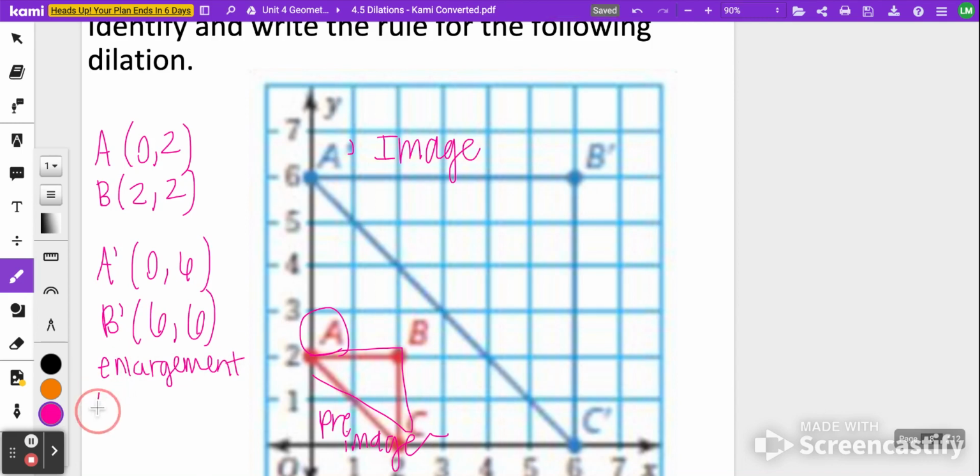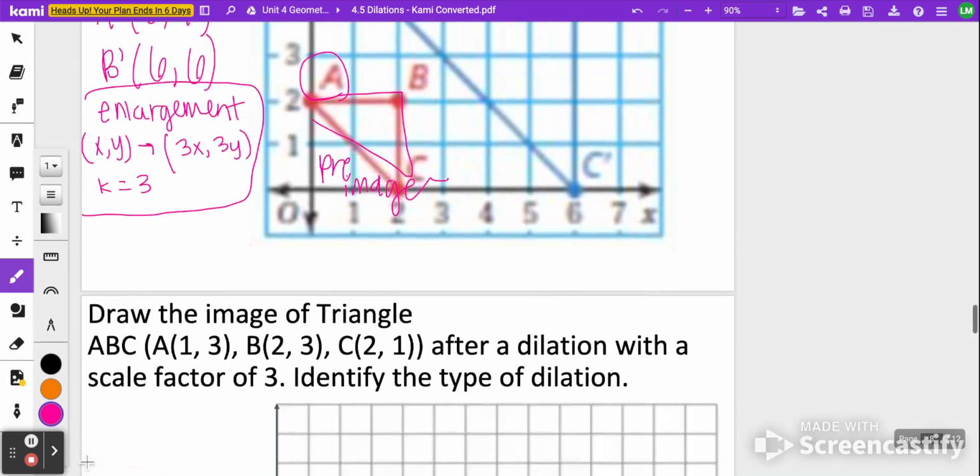We also want to write the rule, so we're going to write (x, y) and then what we think was multiplied by to get from 2 to 6. 2 was being multiplied by 3, so our scale factor is 3, so that means we should see (3x, 3y), where scale factor is equal to 3. Okay, let's try another one.